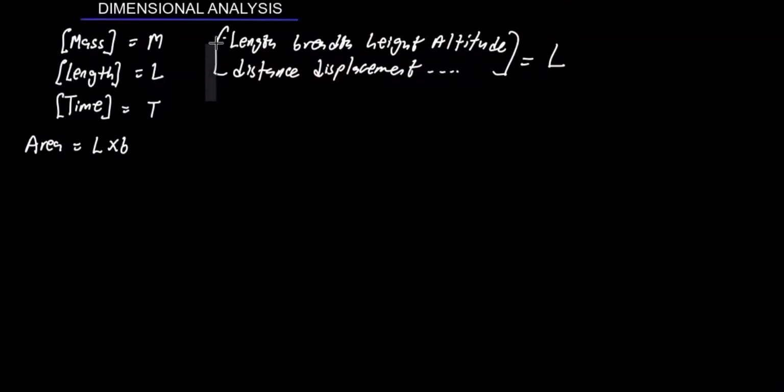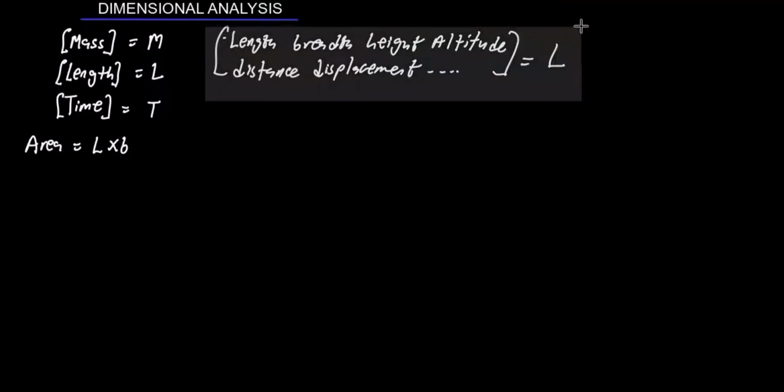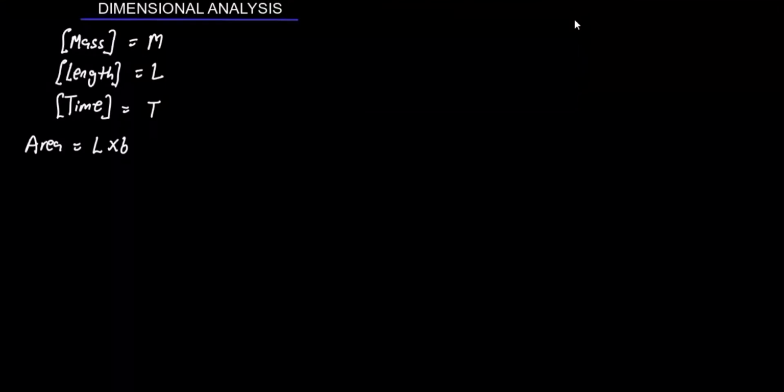So looking at all this, it means that the dimension of both length and breadth here is what? L and L. So I will say that the dimension of this area is L times L, and that is L square. So that is the dimension for area. Then look at another problem. If I look at volume, area times height, and the dimension of volume will be what?